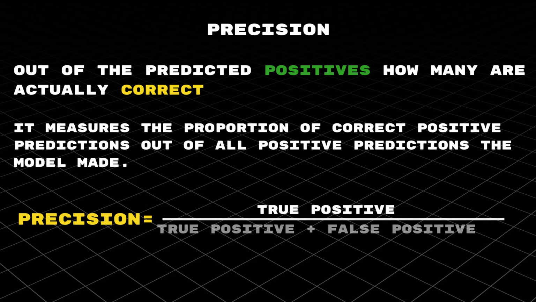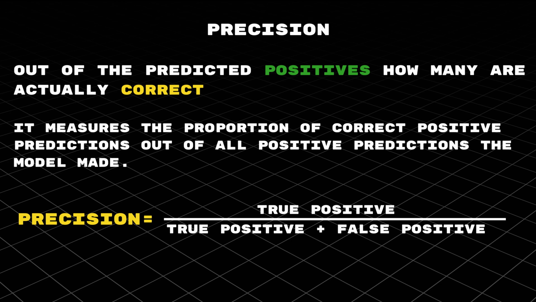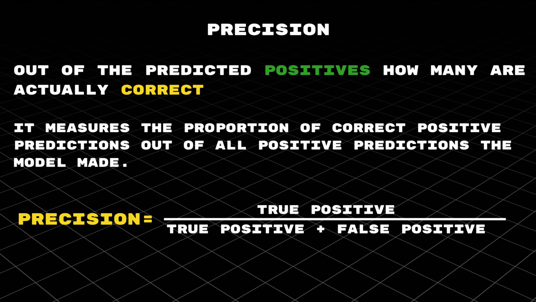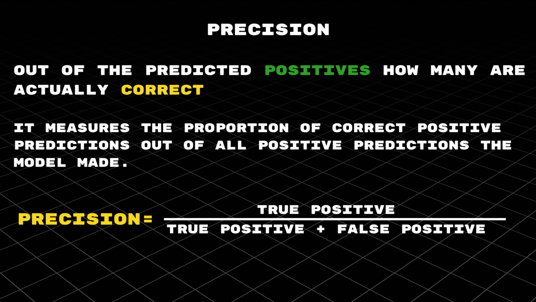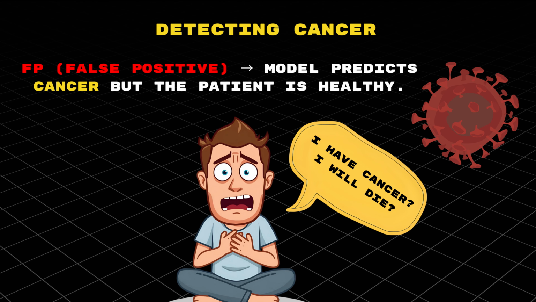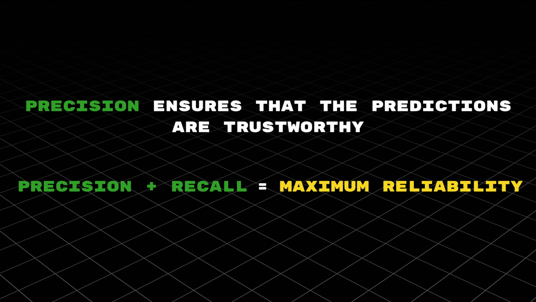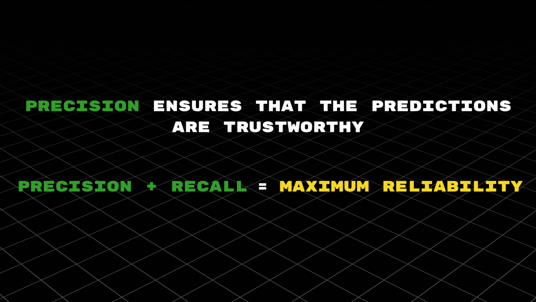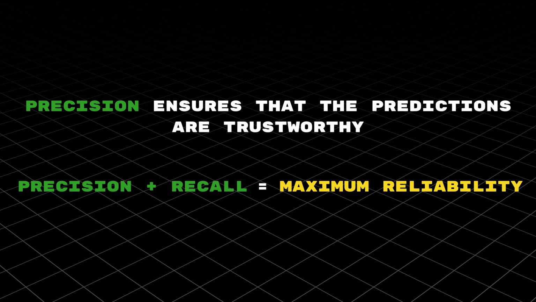Precision asks, of the predicted positives, how many are actually correct. It's vital when false positives are costly. Think of diagnosing cancer. Wrong positives can cause panic. Precision ensures predictions are trustworthy. During training, it's optimized alongside recall. Together, they define classification reliability.